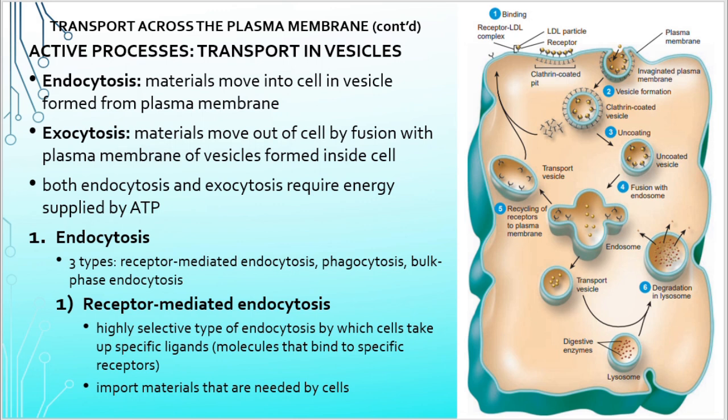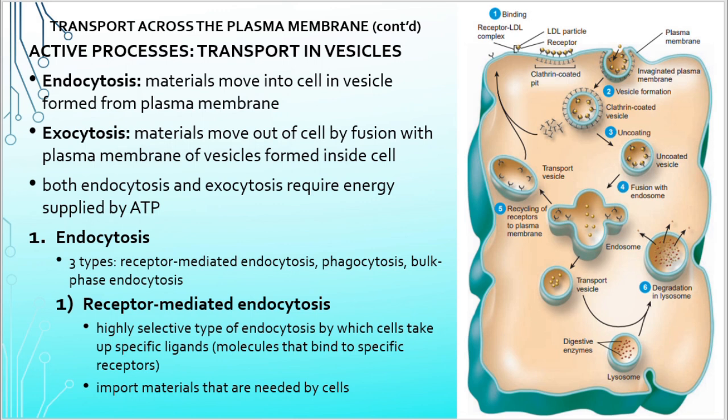In stage 4, fusion with the endosome. The uncoated vesicle quickly fuses with a vesicle known as an endosome. Within the endosome, the LDL particles separate from their receptors. Stage 5, recycling of receptors to the plasma membrane. Most of the receptors accumulate in elongated protrusions of the endosome. These pinch off, forming transport vesicles that return the receptors to the plasma membrane. An LDL receptor is returned to the plasma membrane about 10 minutes after it enters the cell.